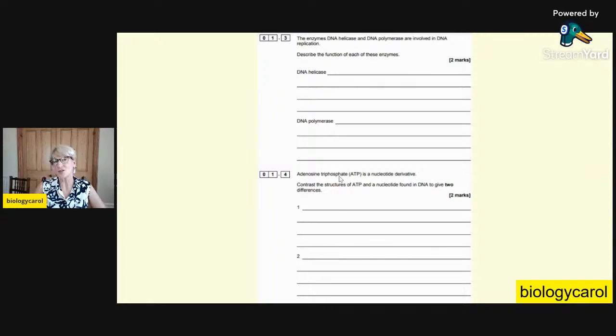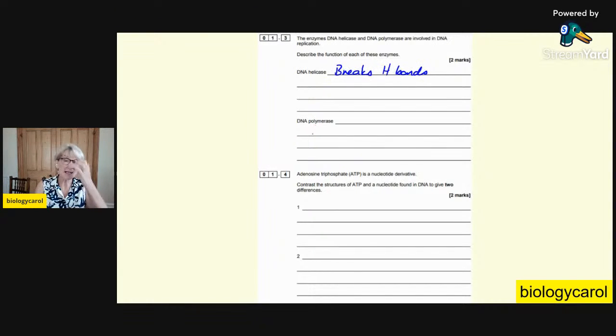What are the functions of DNA helicase and DNA polymerase? DNA helicase breaks the hydrogen bonds. Notice that this is only about describing. It's not about explaining anything. Just basically describe what it does. DNA helicase breaks the hydrogen bonds. DNA polymerase forms phosphodiester bonds.